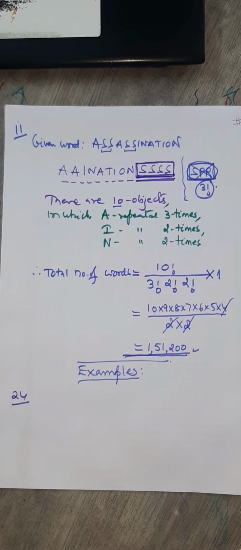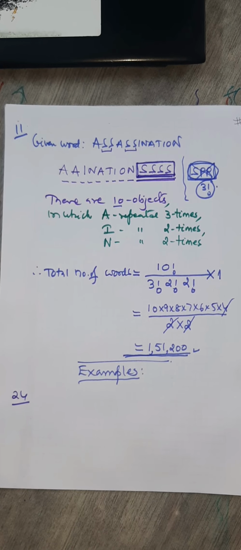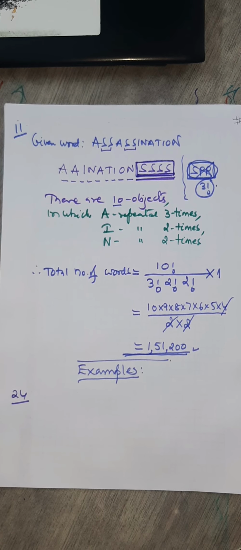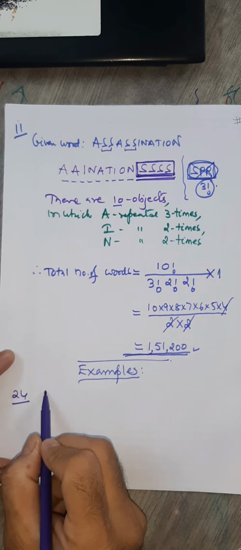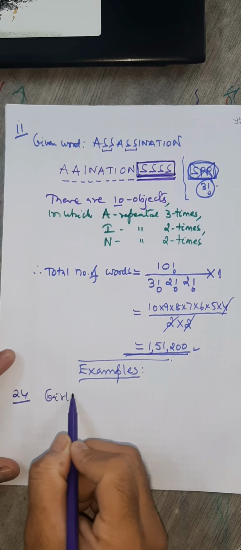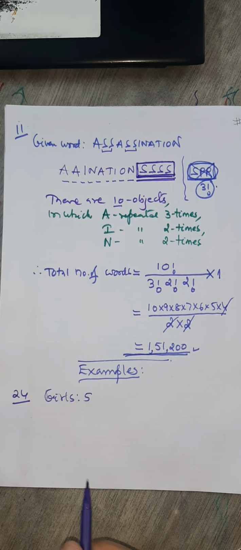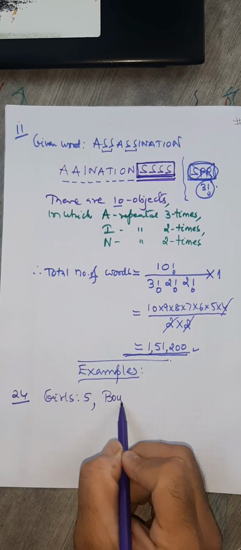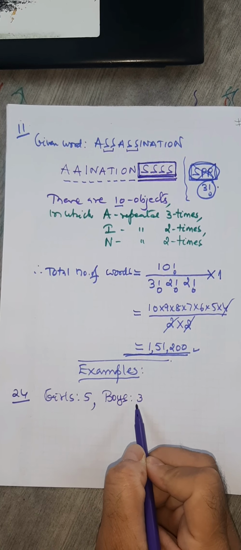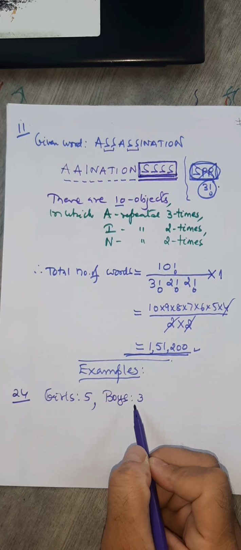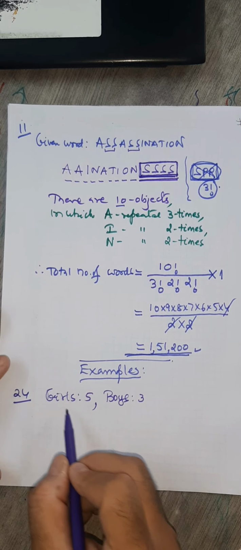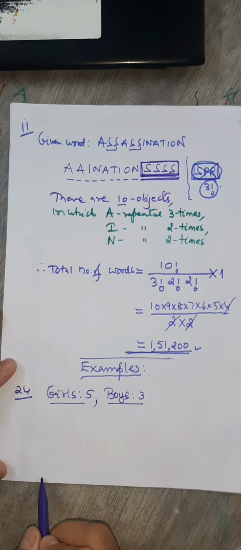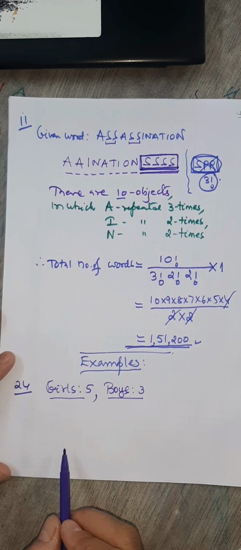So I'll start with the last example, 24. See the question: how many ways can 5 girls and 3 boys... So here girls 5 हैं, 5 girls, and boys 3 हैं. Boys are 3. Right? I'll not write in detail. I'll just give the explanation. You can write in your words. Remember. Okay. Fine.